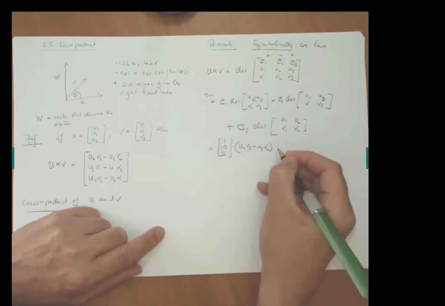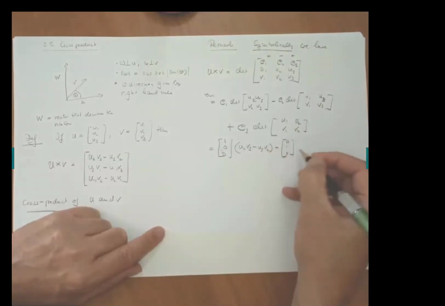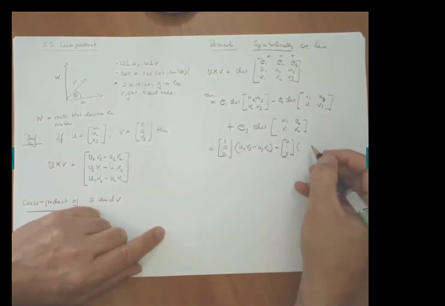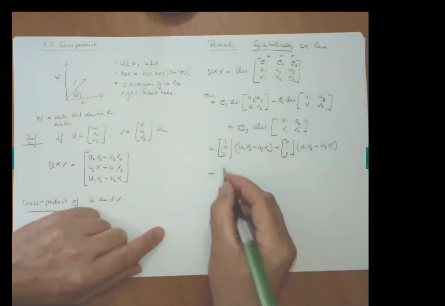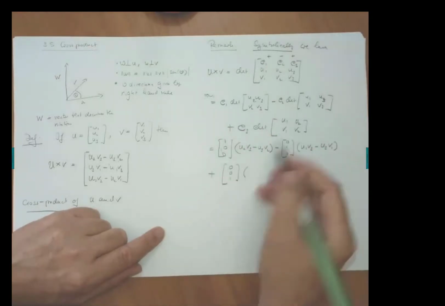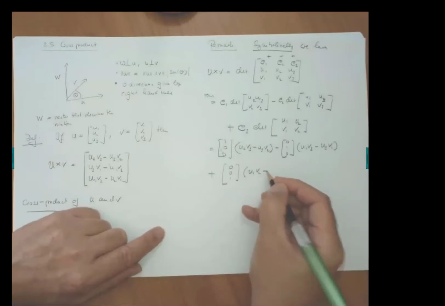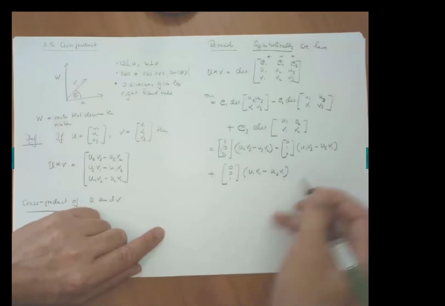U3, V2, minus the second unit vector, 0, 1, 0, times, then we have U1, V3 minus U3, V1, plus the third unit vector 0, 0, 1 times U1, V2 minus U2, V1.